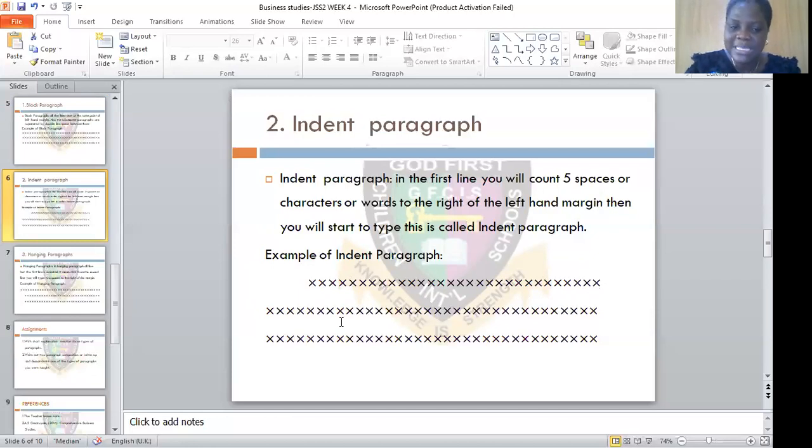Then you come to the next line. You will not count 5 spaces any longer. And that is why I said that indent paragraph looks like block paragraph, but has some differences. You will now go to the left margin and continue typing the rest of the letter or the rest of the paragraph. Are you getting what I'm trying to say?